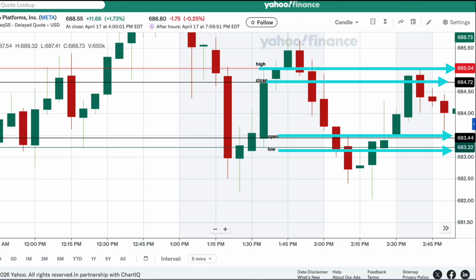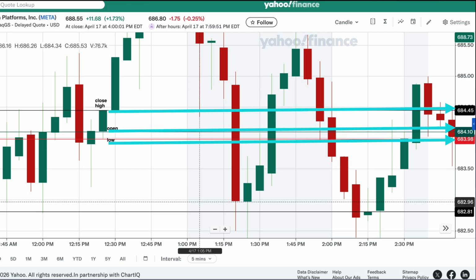The candle is green, so we know to find the open at the bottom of the body. The opening price is $683.44. The highest price on this 5-minute candle is $685.04. The low is $683.22, and the close is $684.72. It's that easy. Okay, let's try another one.